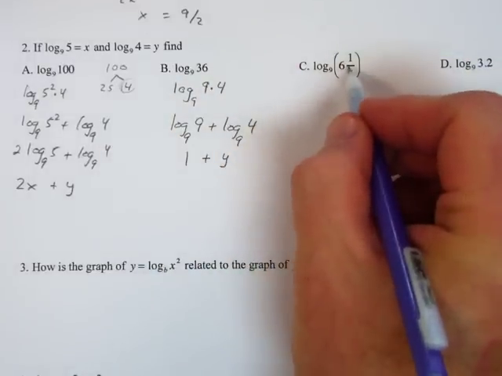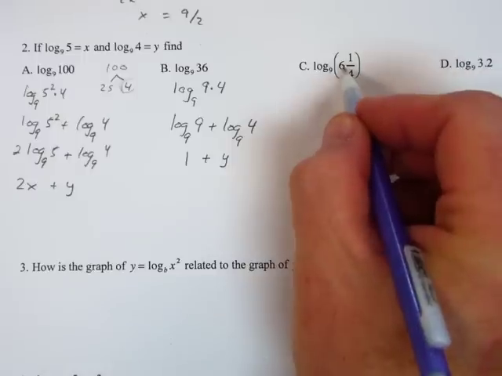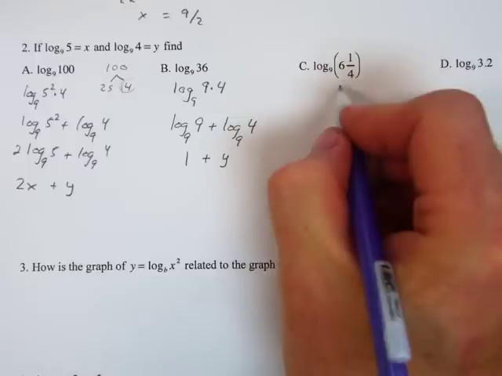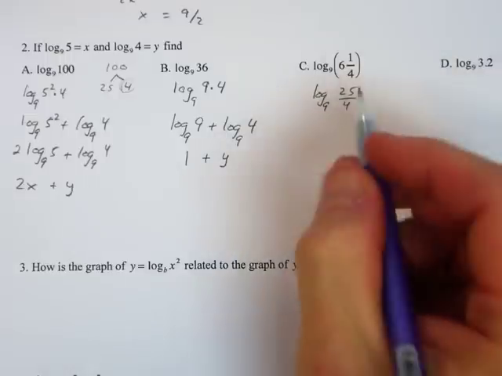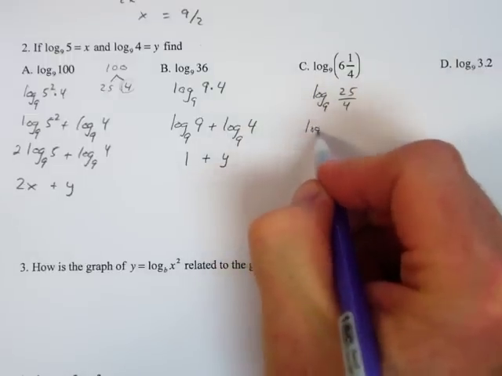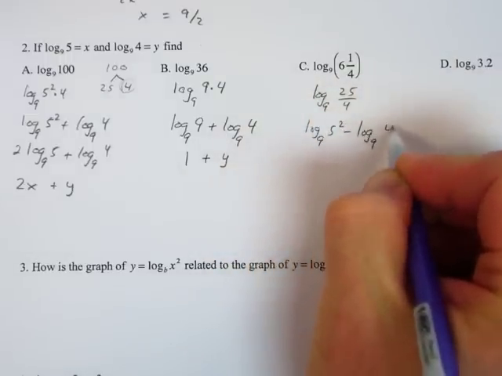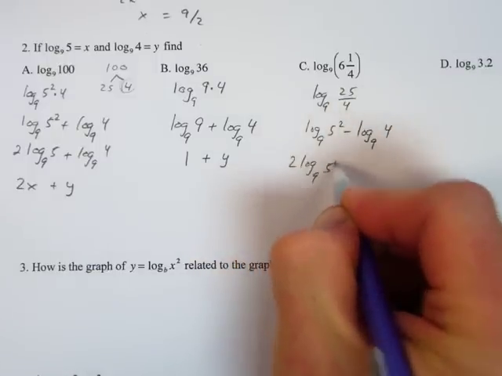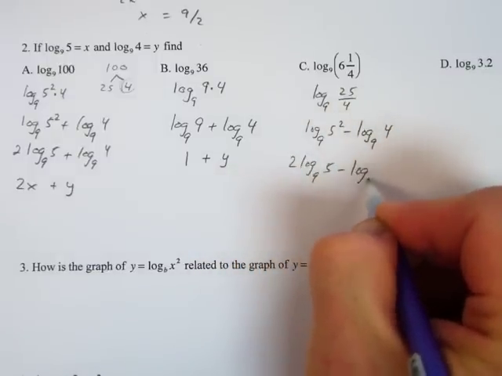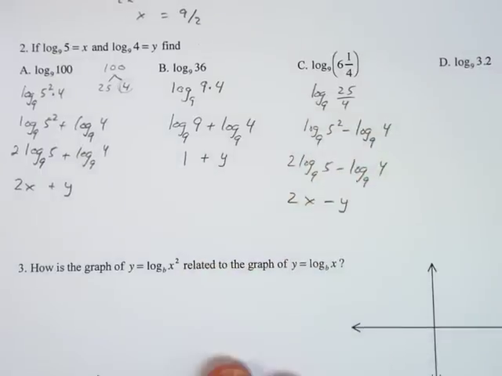Over here, when I see a mixed fraction, I want to change it to an improper fraction. So I'm going to say 6 times 4 plus 1, and we'll get log base 9 of 25 over 4. So this is log base 9 of 5 squared minus log base 9 of 4. Again, move that 2 out in front. Log base 9 of 5 minus log base 9 of 4. So I get 2x minus y.